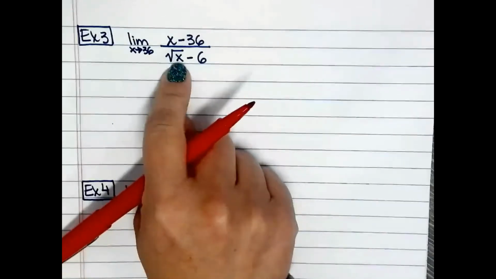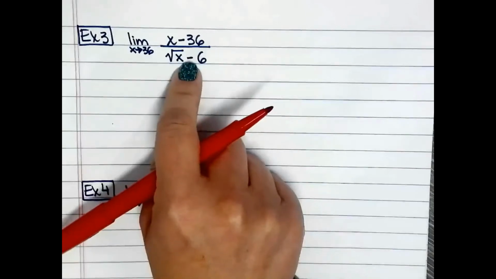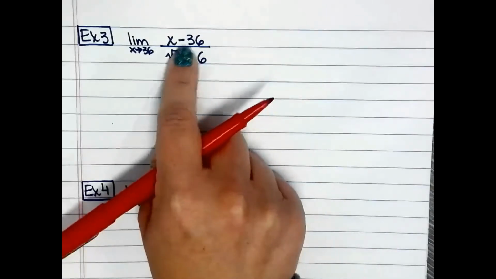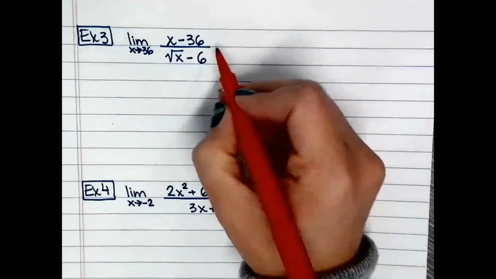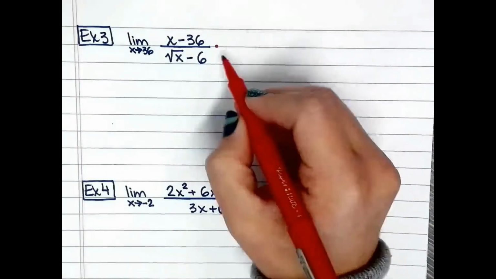when you plug in 36 under the square root, you get 6. 6 minus 6, that will leave you the 0 in the denominator. And that means you cannot use the limit law for division. That's why you have to do the rationalization of the denominator. How do you do that?